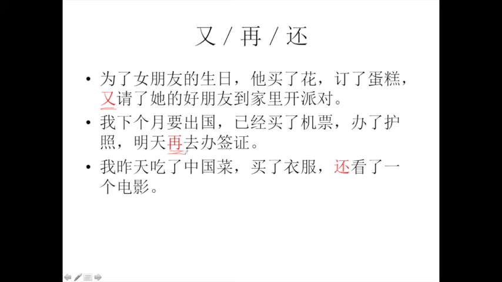Both 又 and 在 indicate that the added action is closely related to the other two. Like in the first sentence, all actions were for the girlfriend's birthday. In the second, they were all preparations for going abroad. But in the third sentence, the connection between the actions is very loose. They are not for the same purpose, just random things I happened to do yesterday. For such loose connection, we would use 还.